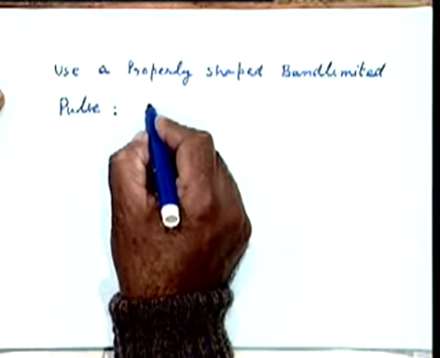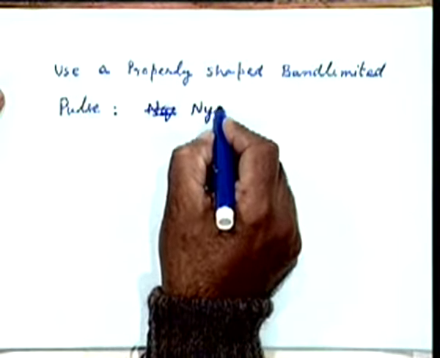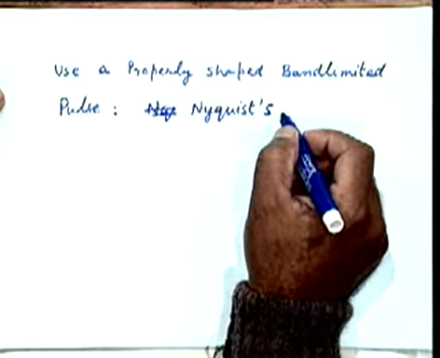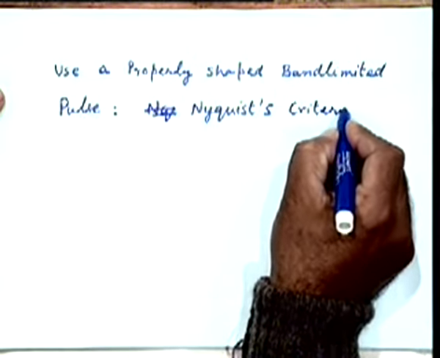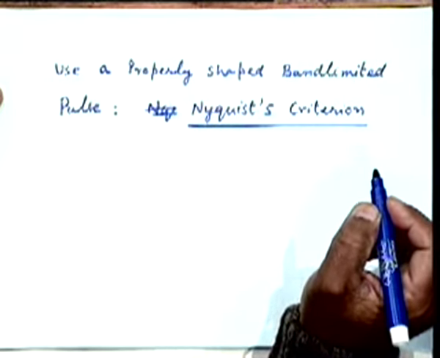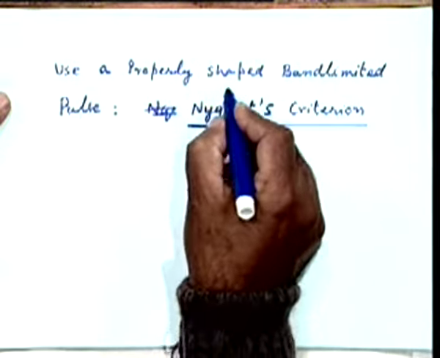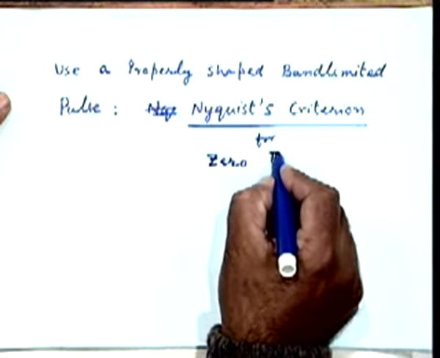Now to do that, he suggests a criterion which is known by the name of Nyquist's criterion. There are a number of them. At the moment we will discuss the first criterion, but I'll just call it the Nyquist's criterion. This is a criterion for using band limited pulses with zero intersymbol interference.